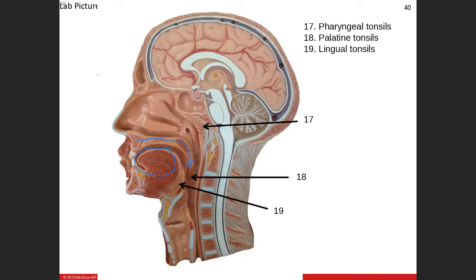Do you have a tonsillectomy so they take out all of them? Now, usually it's the latter two, the palatine or the lingual, depends on.